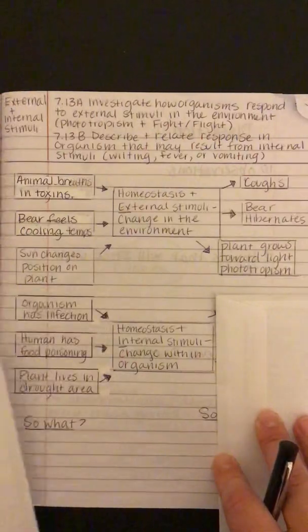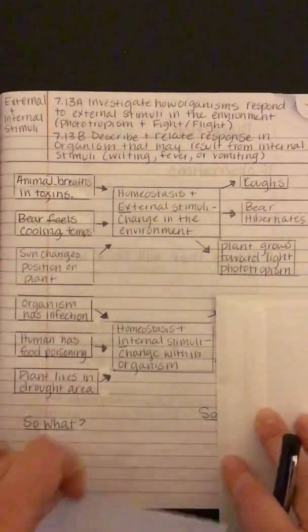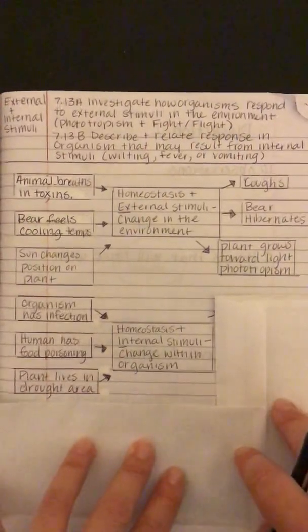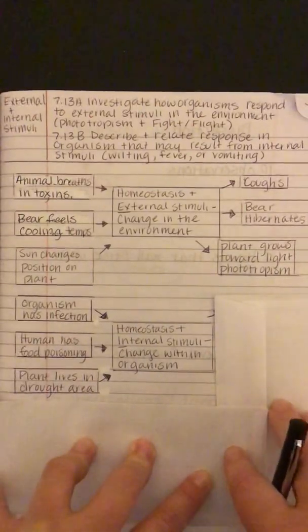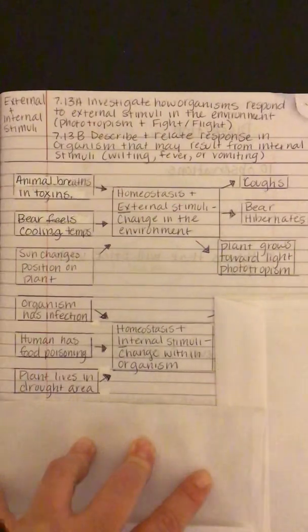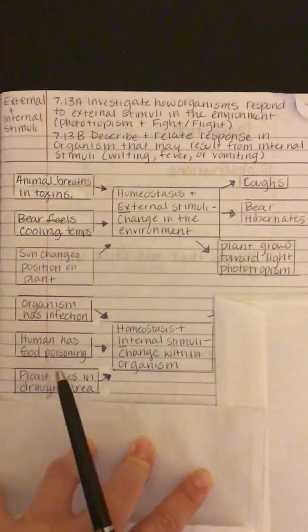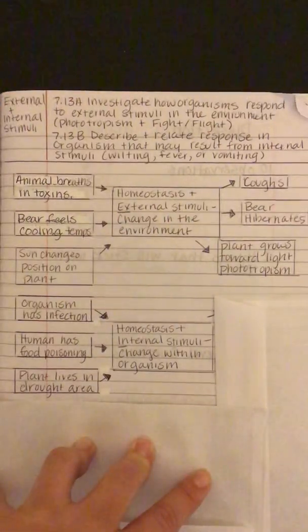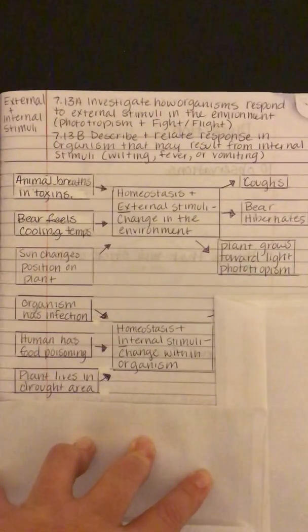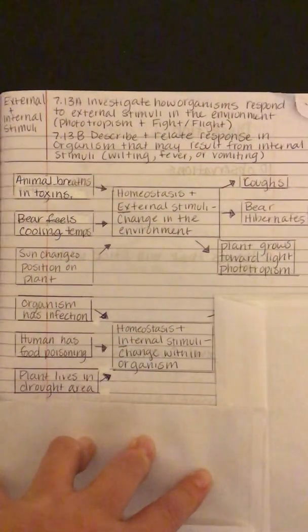All right, I'm going to reveal the causes. Organism has an infection. Okay, so if you get a cold, sick, something like that, has an infection. The next one, human has food poisoning. And the last one, plant lives in drought area. Make sure you've copied those down. If you need more time, please pause the video. If not, I'm moving on.